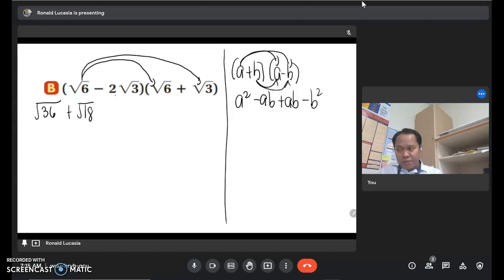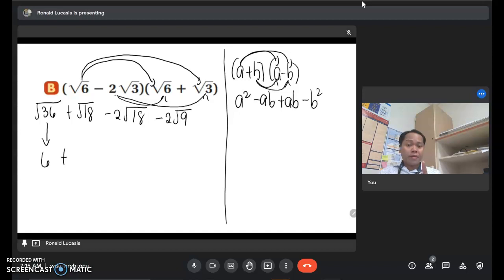Negative 2 times the square root of 6, that's negative 2 square root of 6, no wait: negative 2 times the square root of 3 times the square root of 6, that's negative 2 square root of 18. And then negative 2 square root of 3 times the square root of 3, that's negative 2 times the square root of 9. 36 is a perfect number, so the square root of that is 6. 18 can still be factored, wherein one factor is a perfect number. I can rewrite 18 as 9 and 2.